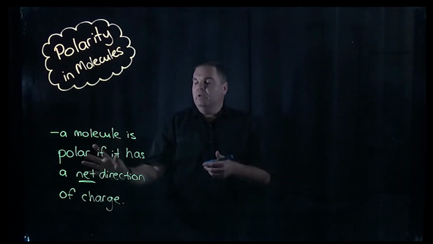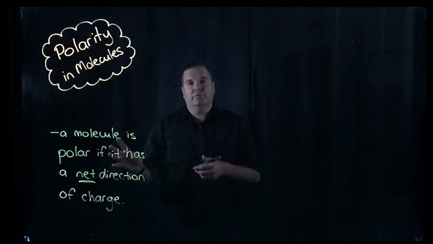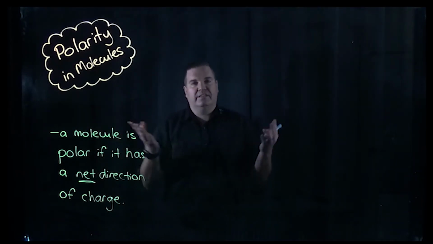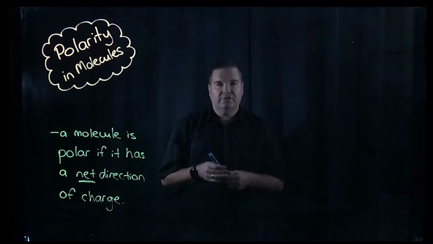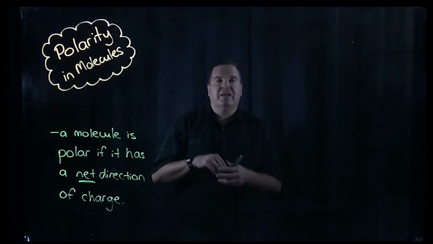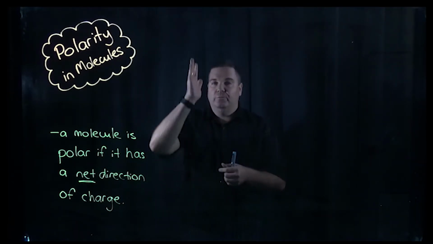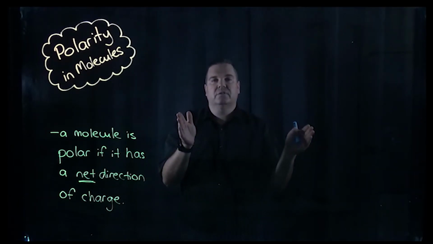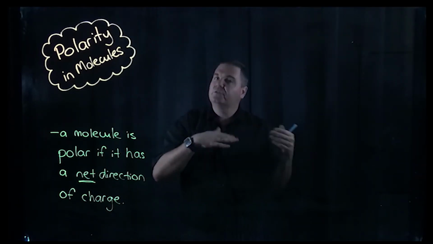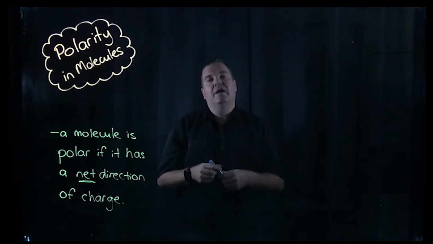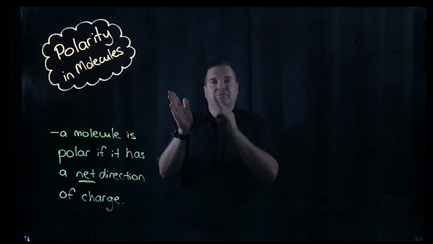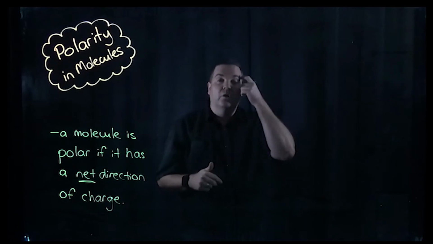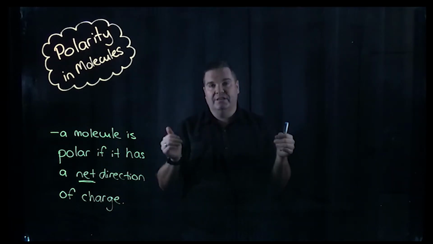So a molecule is polar if it has a net direction of charge. Now, you might be like, well, that's great, but what is a net direction of charge? What that means is you should be able to start at one end of the molecule and you'll have all the positives there, and then as you work through, you'll get to the negatives, okay? If you can do that, the molecule is polar. If you can't do that, if you go positive to negative to positive, then the molecule is non-polar. It has no net direction of charge.